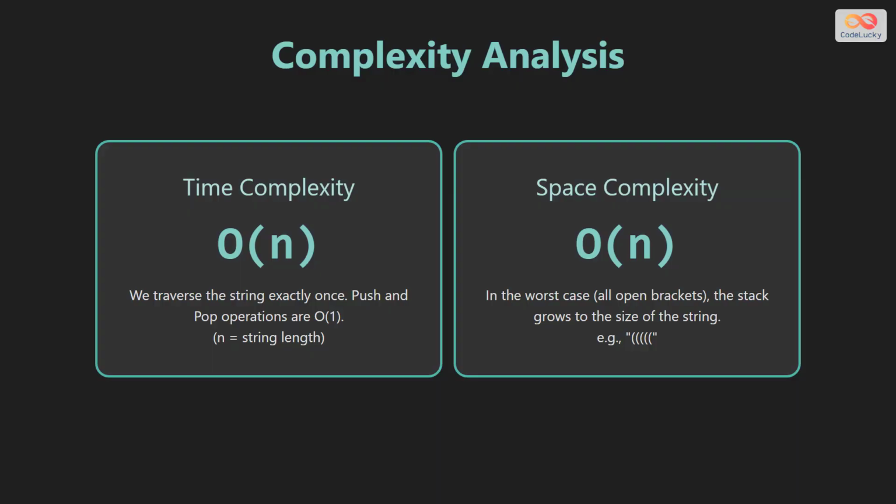Let's talk about efficiency. This solution has a time complexity of O of n because we traverse the string exactly once, and push and pop operations are very fast. The space complexity is also O of n because in the worst case, like a string of all open brackets, our stack will grow to the size of the input string.